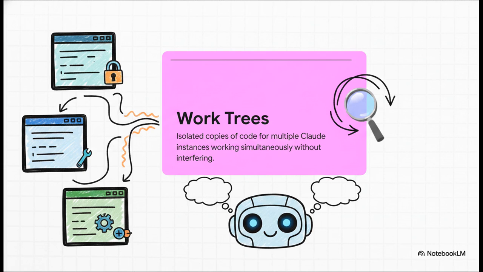Now, if you want to push parallel development to the absolute limit, you use work trees. These are essentially isolated copies of your code, and I'm telling you, they are the ultimate cheat code. You could literally have one instance of Claude fixing a super annoying login bug in one terminal tab, while a completely separate instance of Claude is building a brand new feature in another tab. And because they're totally isolated, they won't interfere with each other's code or scramble each other's memory.